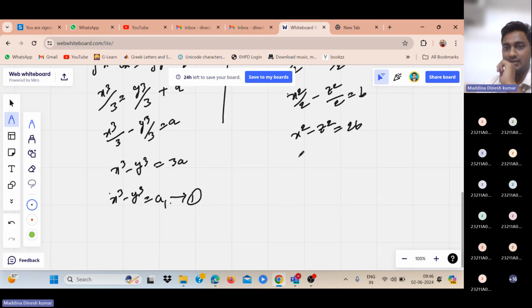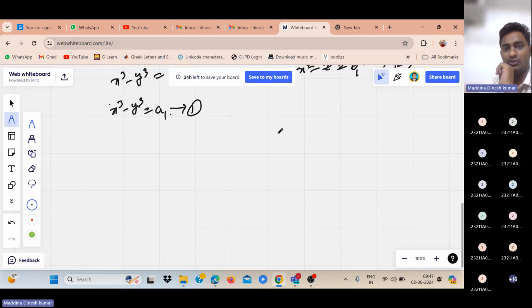So x square minus z square equal to b dash. This 2b is a constant, so I am assuming it as b dash. Otherwise, as we assumed a1 earlier, here we will assume b1. So next, equation number 2.